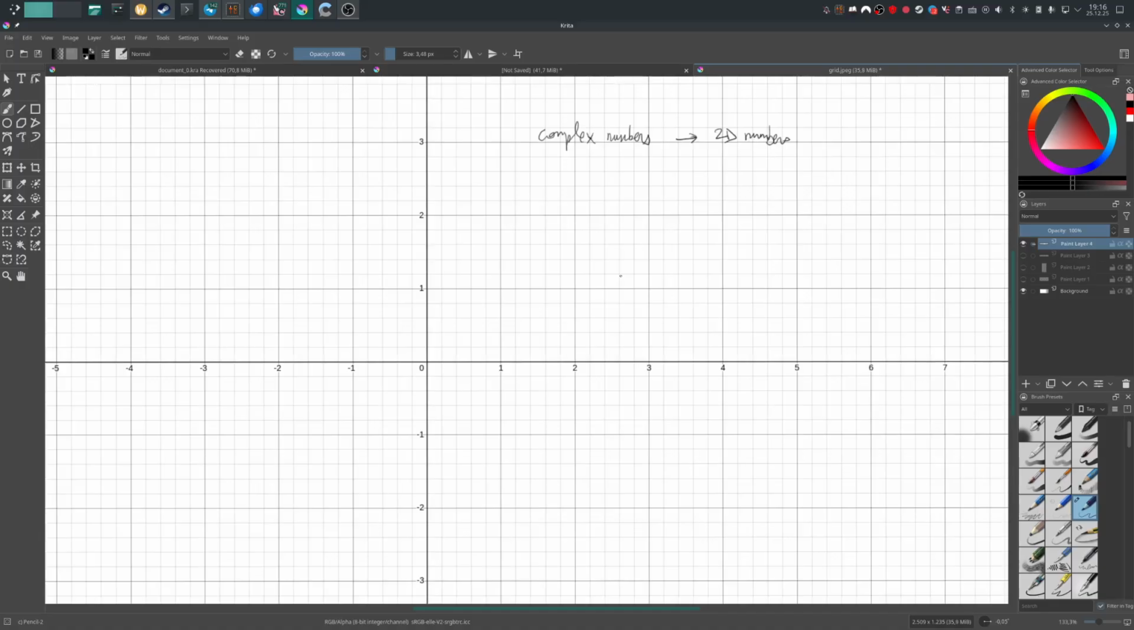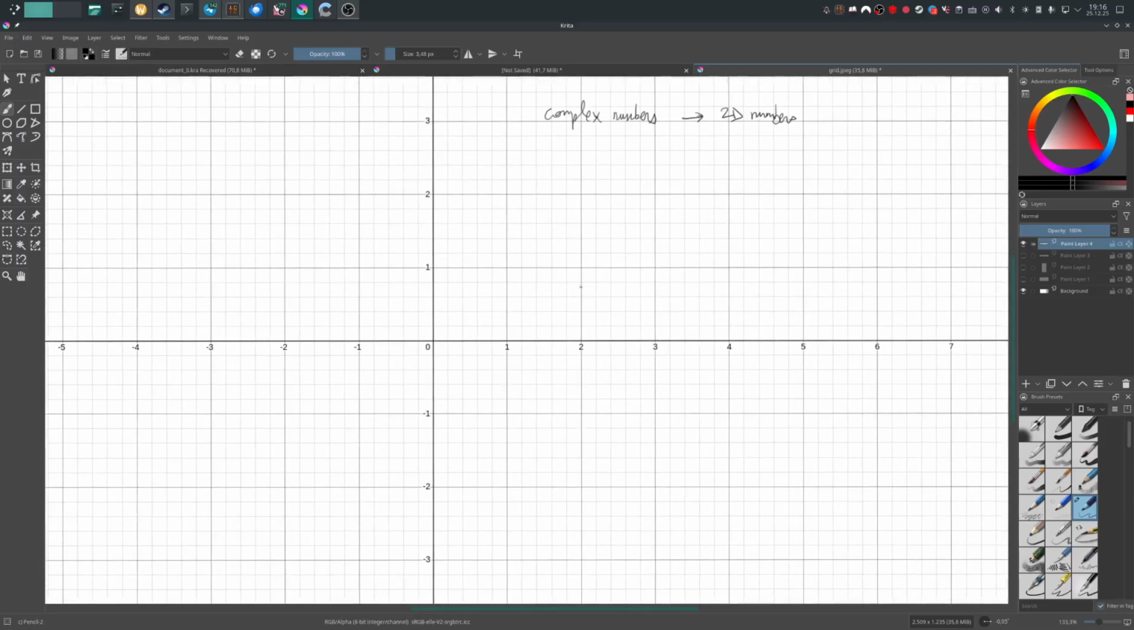the numbers you are familiar with, they live on a line, on a one-dimensional universe. You can go backwards with negative numbers, you can go forward, and you can see them as this horizontal line here. Complex numbers, or 2D numbers, are simply living on a plane instead of living on a line.